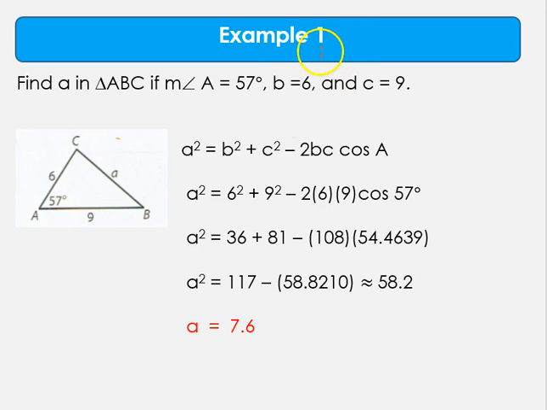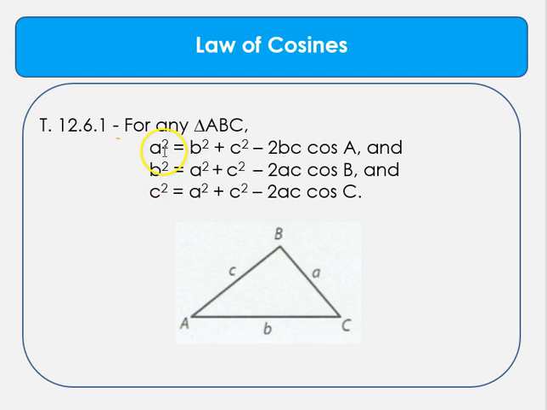So let's apply this. In example 1, find a in triangle ABC if the measure of angle A equals 57 degrees, b is 6, and c is 9. So this is SAS. It's two side lengths and an included angle. So we know that we can go ahead and use this law of cosines. And because we're solving for a, we'll go ahead and use the expression we learned back here to find a.